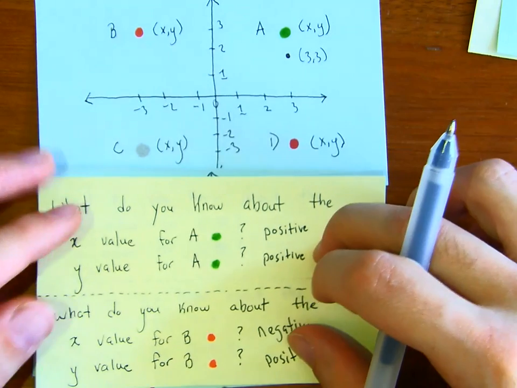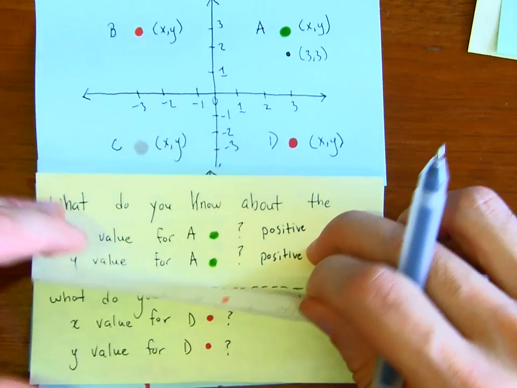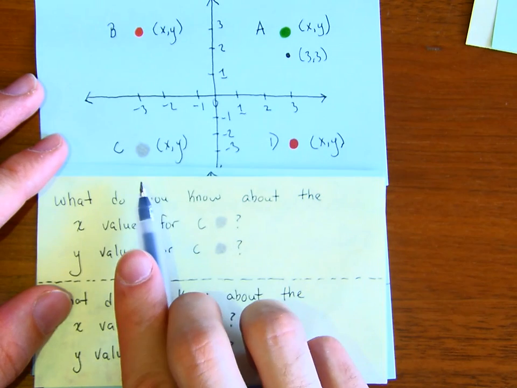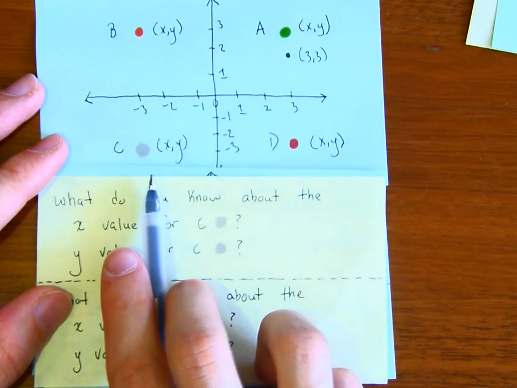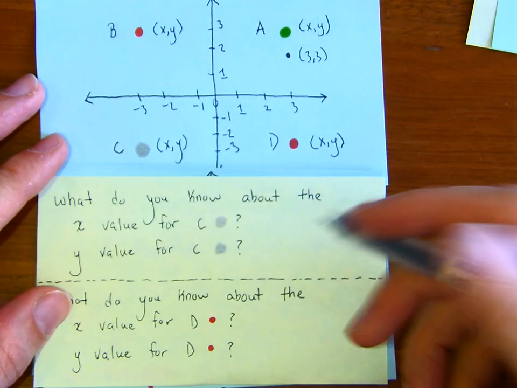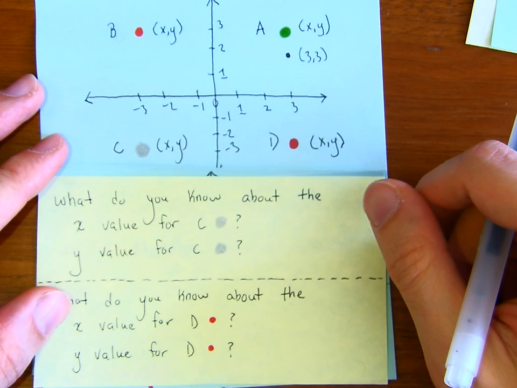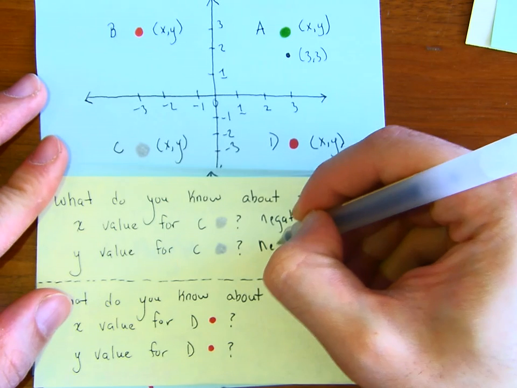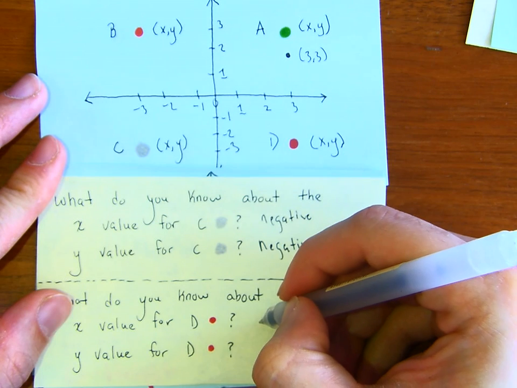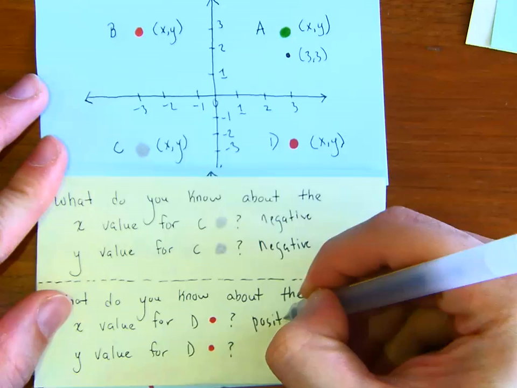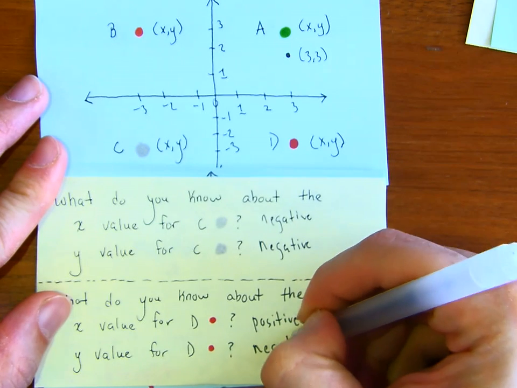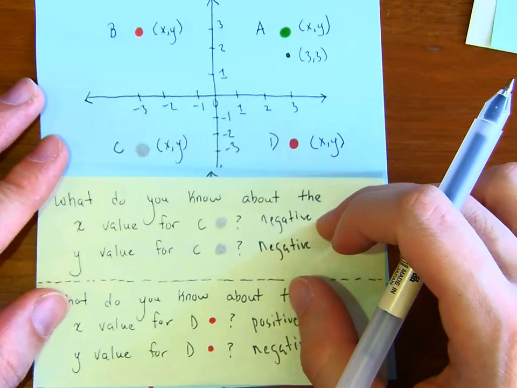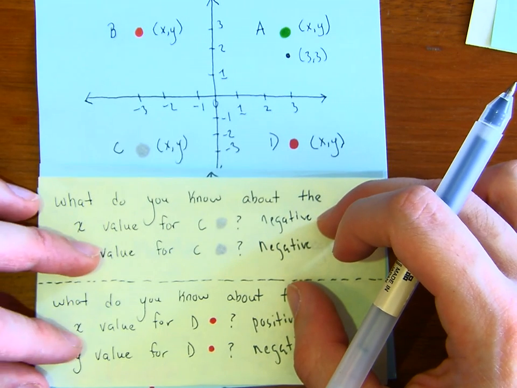Okay? What I want you to do is, what's the next 2 questions I'm going to ask you? What do you know about the x value for C and the y value for C? And the same question for letter D. Pause the video and try and answer this yourself. So you know that this has to be negative, and this has to be negative, and this has to be positive, and this has to be negative. If you feel like you're confused on why, just ask it in the group chat, and we'll definitely talk about it.